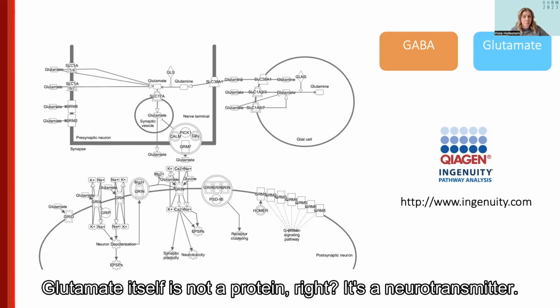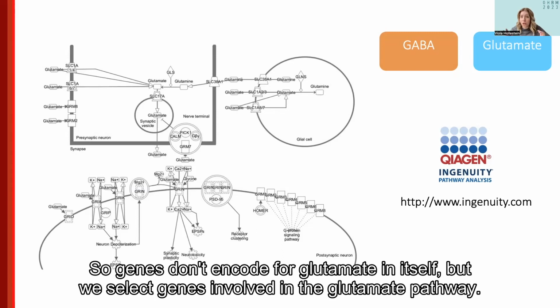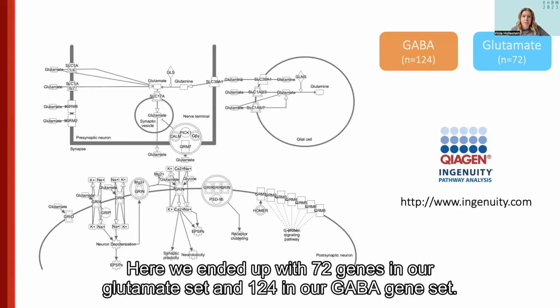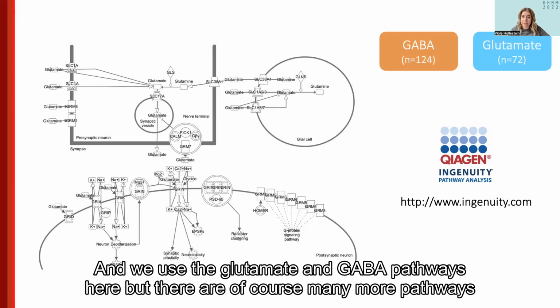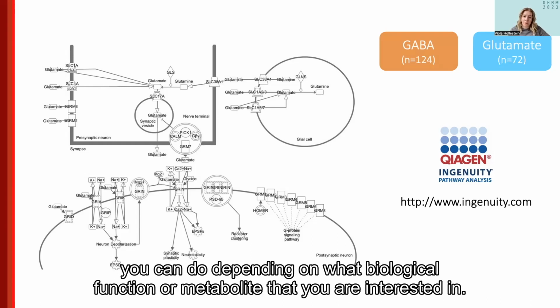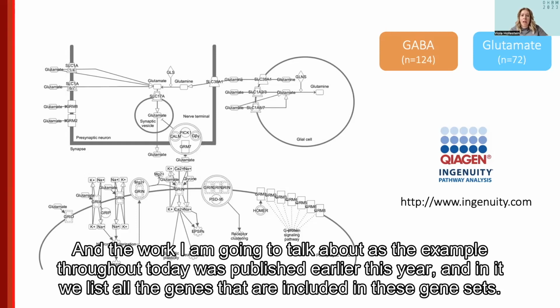Glutamate itself is not a protein, right? It's a neurotransmitter. So genes don't encode for glutamate in itself, but we select genes involved in the glutamate pathway. Here we ended up with 72 genes in our glutamate set and 124 in our GABA gene set. And we use the glutamate and GABA pathways here, but there are, of course, many more pathways you can do depending on what biological function or metabolite that you are interested in.